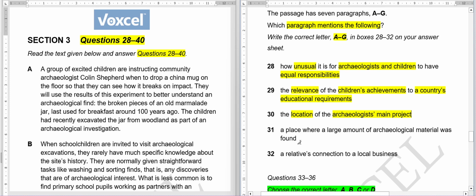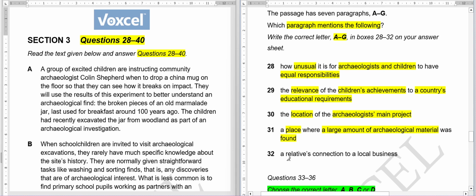31, a place where a large amount of archaeological material was found. So again, you will have to find the name of the place. Here, instead of location, you may be given the name of a particular place where you will find a large amount of archaeological material. Clear? So be careful about the difference between these two questions. Here they are talking about the place or location of the main project. Here they are talking about a location or a place where you find some kind of evidence material.